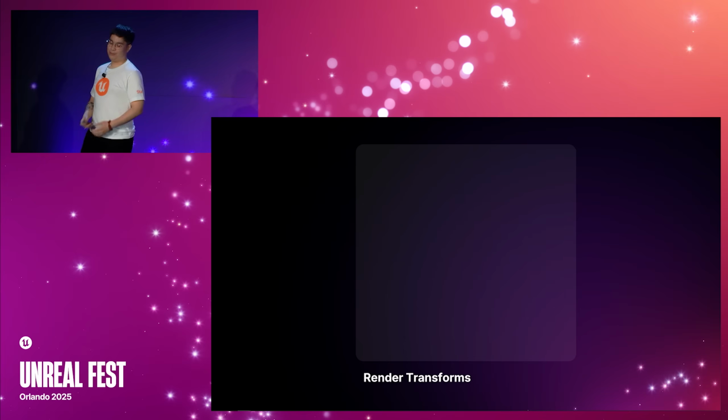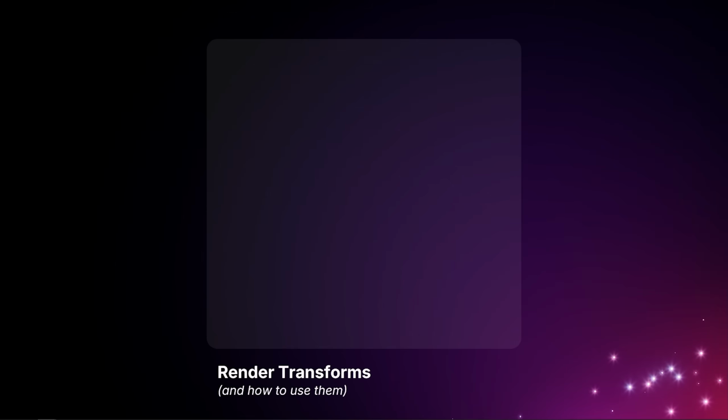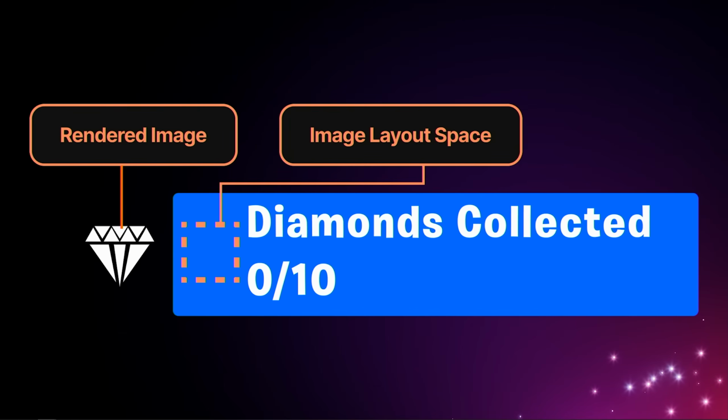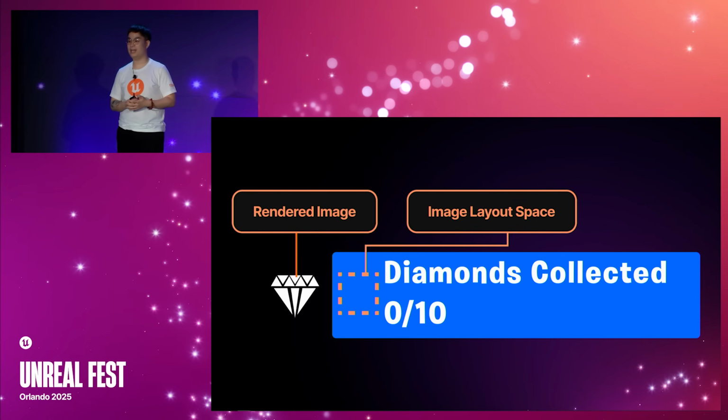Let's talk about render transforms and how to actually use them. So we're going to take that same diamonds collected widget, and let's say we want to offset that diamond icon all the way out of our widget, right? And one way to do that is render transforms. How render transforms work is that the layout space my image takes up stays the same, but whatever's rendered, in this case the diamond icon, is pushed out of that layout space. And so this means that my layout space is not affected at all if I move this out, right?